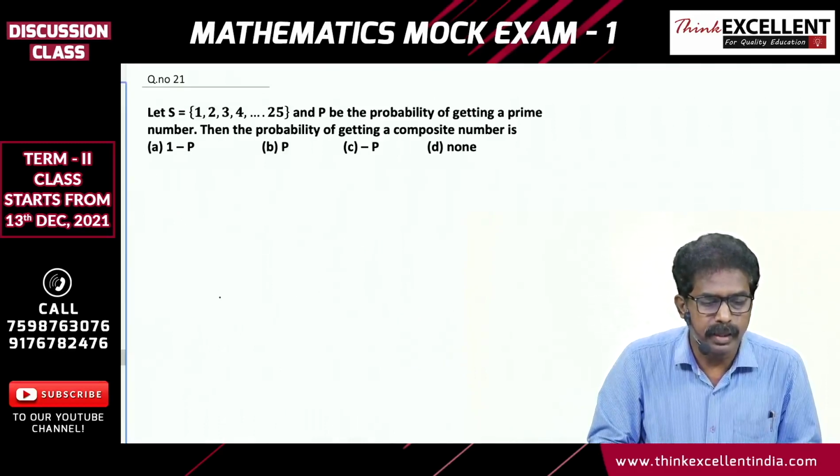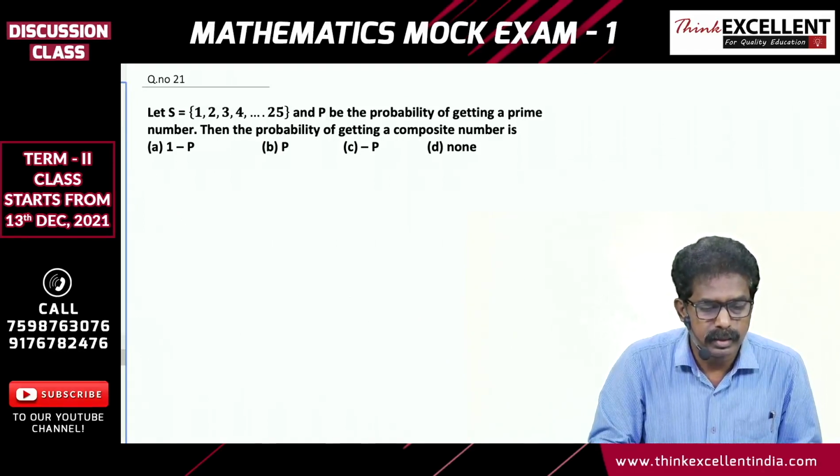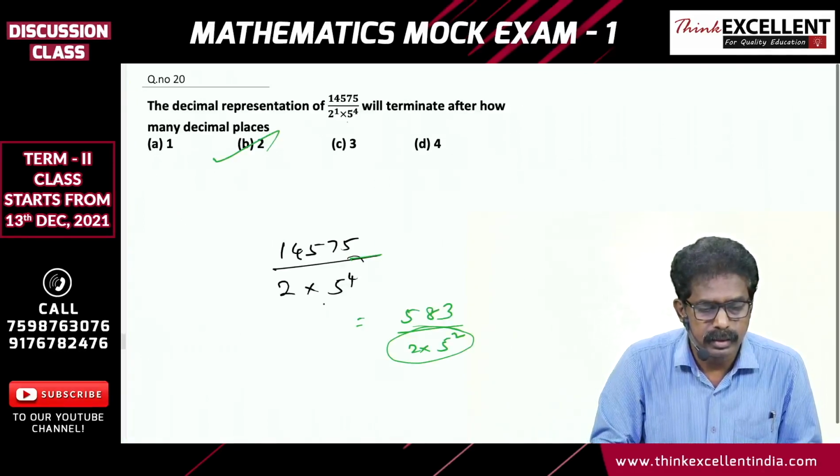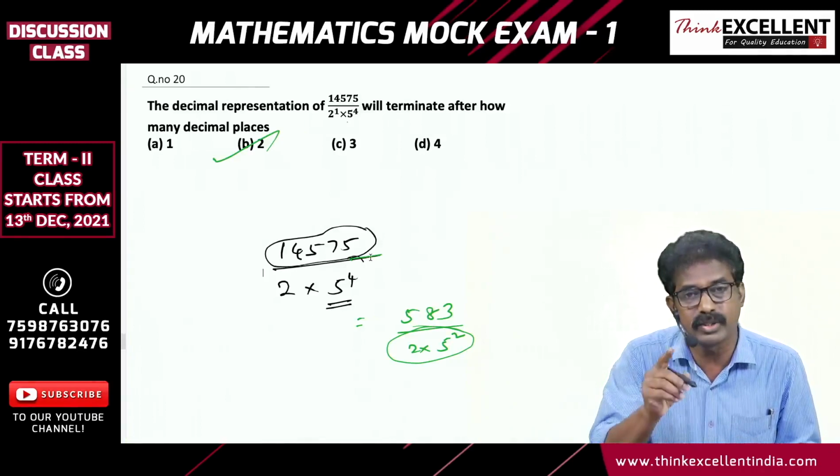Now sum number 21. Listen. So should we not directly decide, like, 5 to the power 4 means 4 digits, it will terminate? We should not decide like that. That's what I said, ma. If it is in simplified form, if it is not divisible by 5, what you said is correct.